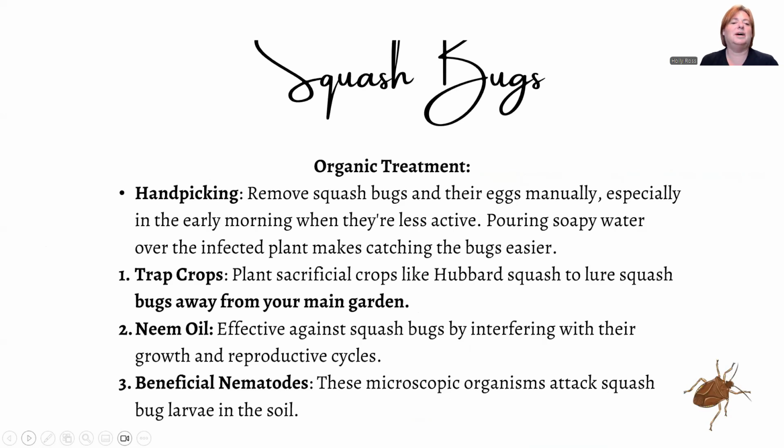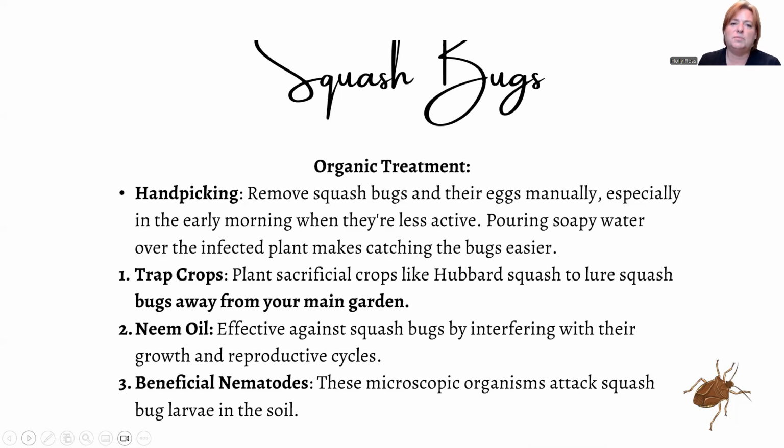Okay, organic treatment. I love this one, hand picking. Yes, hand picking works, but if the squash bug population has gotten out of control, you would spend your entire day out there picking bugs off the plants. So I like to pour soapy water over the infected plant, like Dawn. Dawn's just one of my best friends in the garden. And that will also cause them to suffocate. So not just you picking them off, but they'll suffocate.